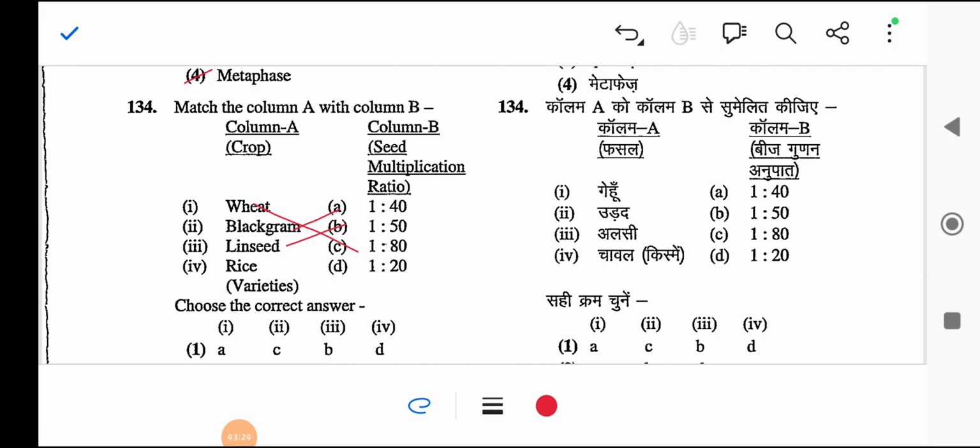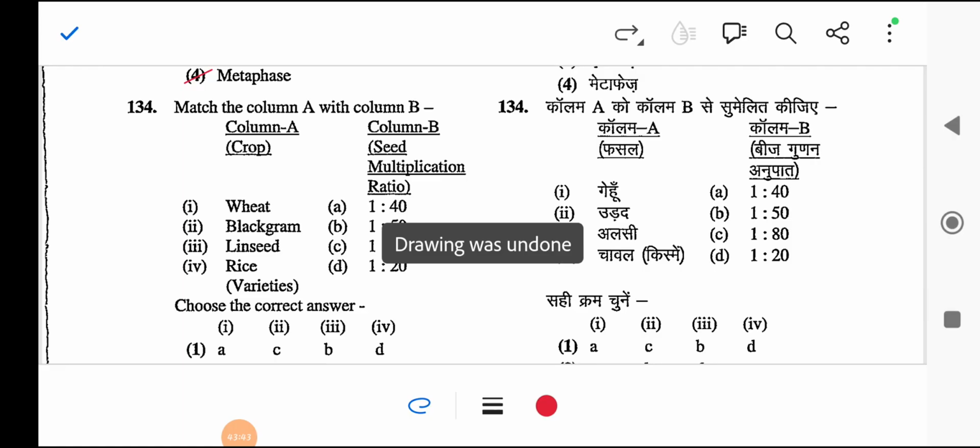I did wrong now. So wheat is 1:80. Okay, wheat is 1:80, black gram is 1:40, linseed is 1:50, and rice is again, okay, so wrong, wait.